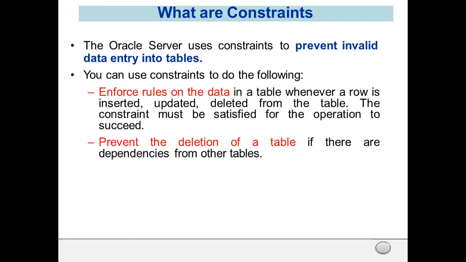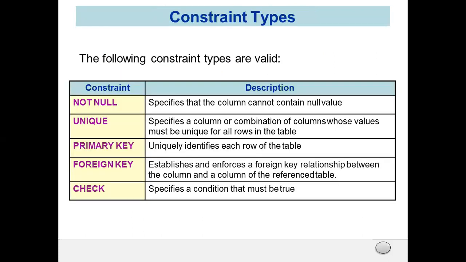Enforce rules on the data in a table. Whenever a row is inserted, updated, or deleted from the table, the constraint must be satisfied for the operation to succeed. Prevent the deletion of a table if there are dependencies from other tables. Now, these are a few constraint types. For example, not null specifies the column cannot contain a null value. Unique specifies a column or combination of columns whose values must be unique for all rows in the table. For example, your email ID is unique for everyone, right?